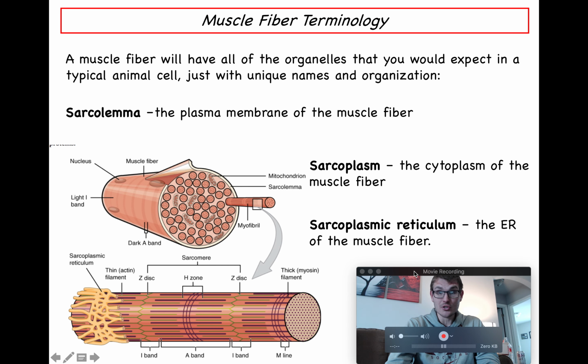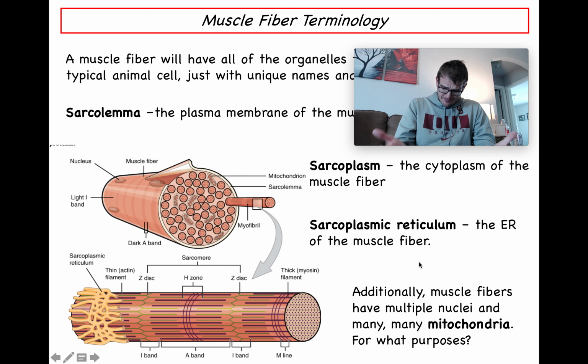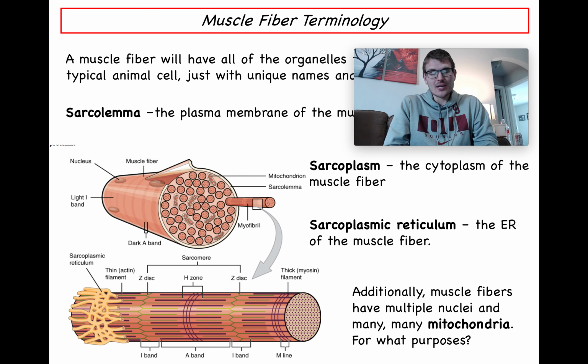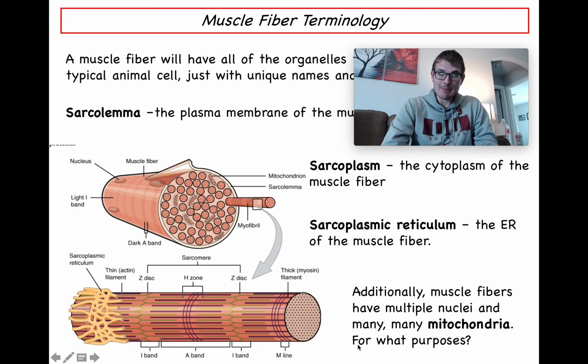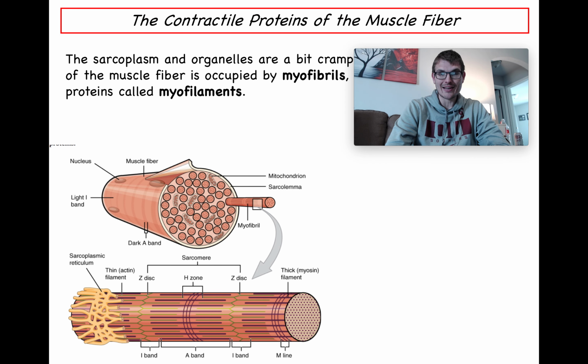Like I said, you're seeing this sarco prefix show up a lot. And as cells that obviously require quite a lot of energy, they are going to have quite a lot of mitochondria. And obviously the answer to the question of for what purpose: mitochondria make a lot of ATP through cellular respiration. Muscle fibers, as we are definitely going to see, are going to blow through an exorbitant amount of ATP, so we need lots of mitochondria to meet those energy demands.